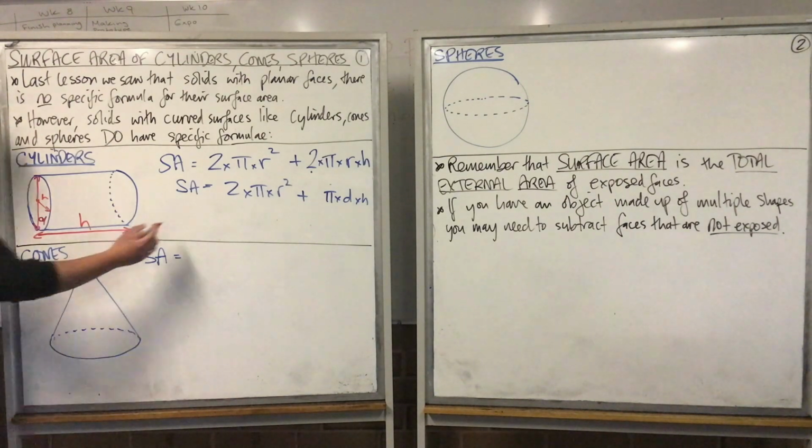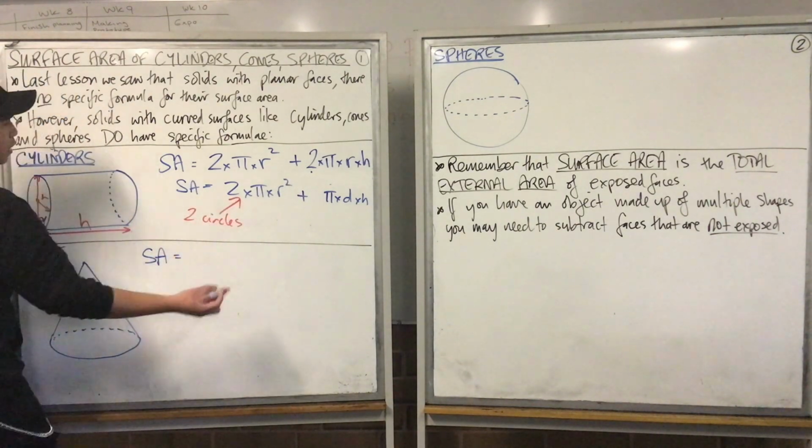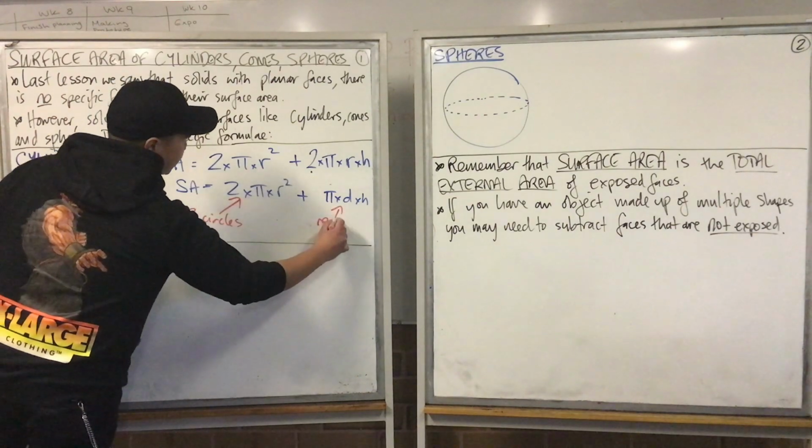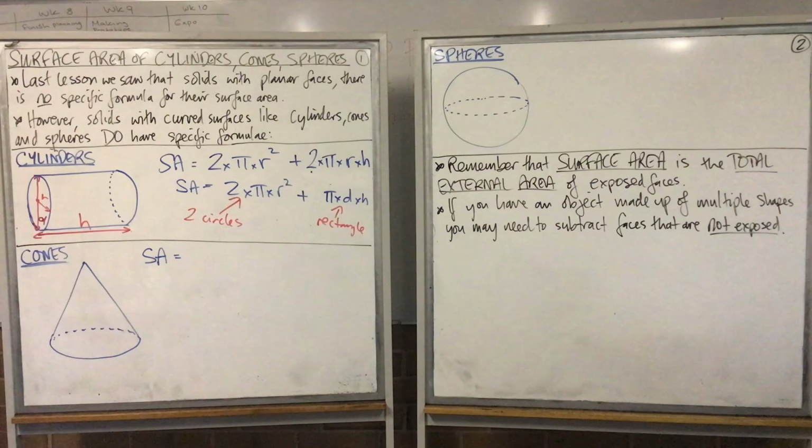And if I break it down, these are the 2 circles. And this is the rectangle. That is a cylinder. Get that down, please.